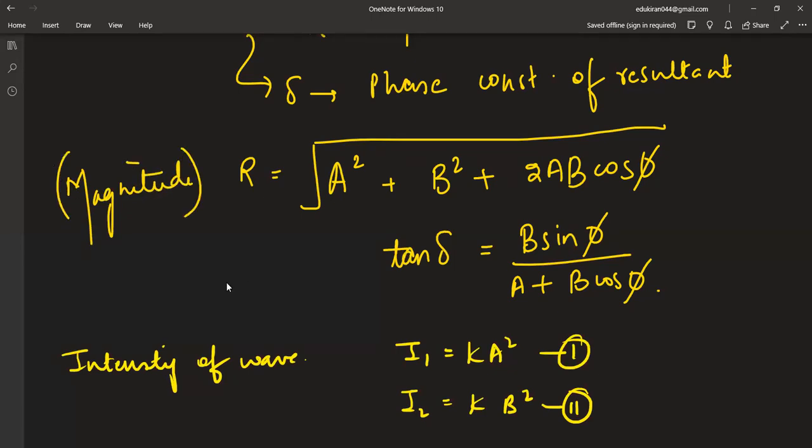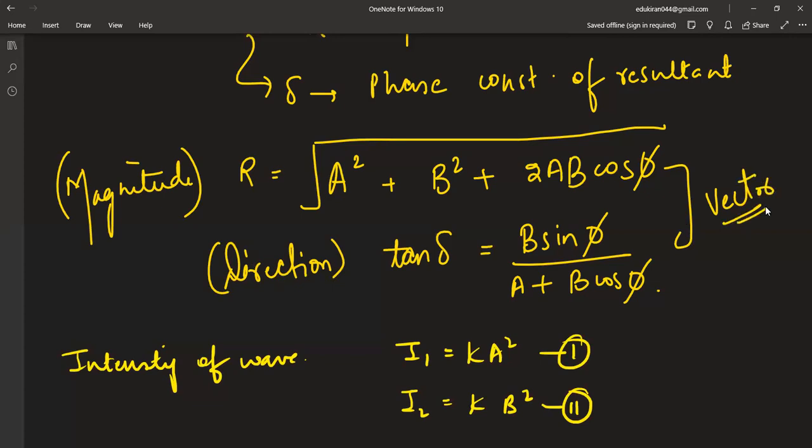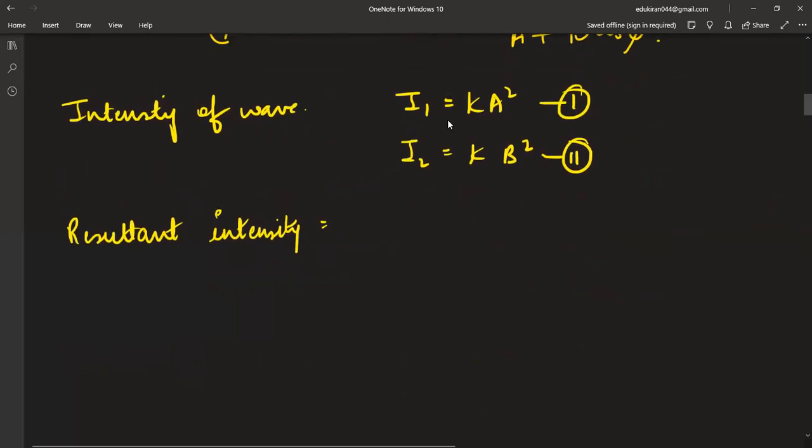This part will give you the direction. So you have the direction as well as the magnitude because it's a vector quantity. That's intensity. Just remember the intensity of the resultant wave. Intensity I1 is equal to Ka square. Intensity I2 is Kb square. Why? Because intensity is directly proportional to the square of the amplitude.